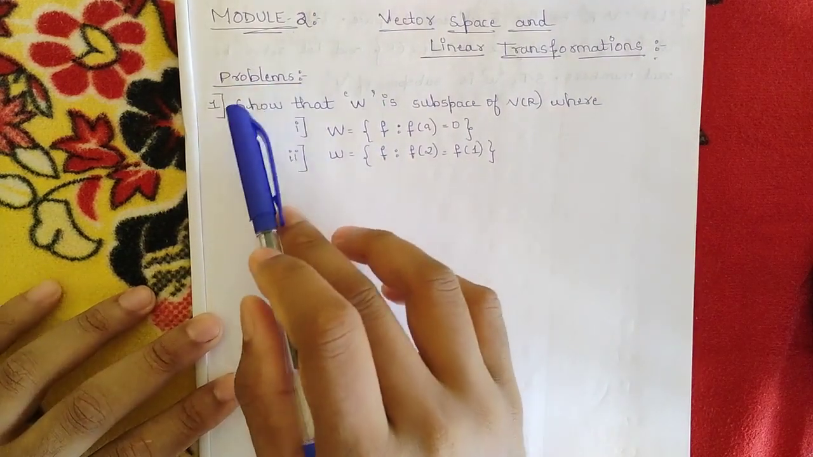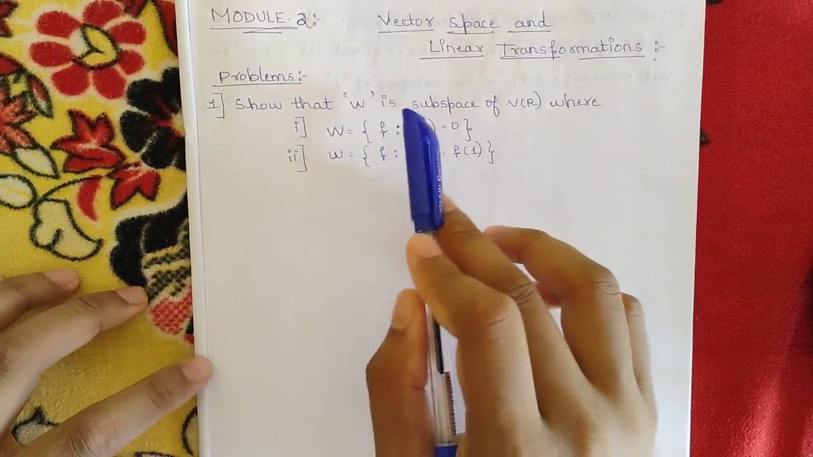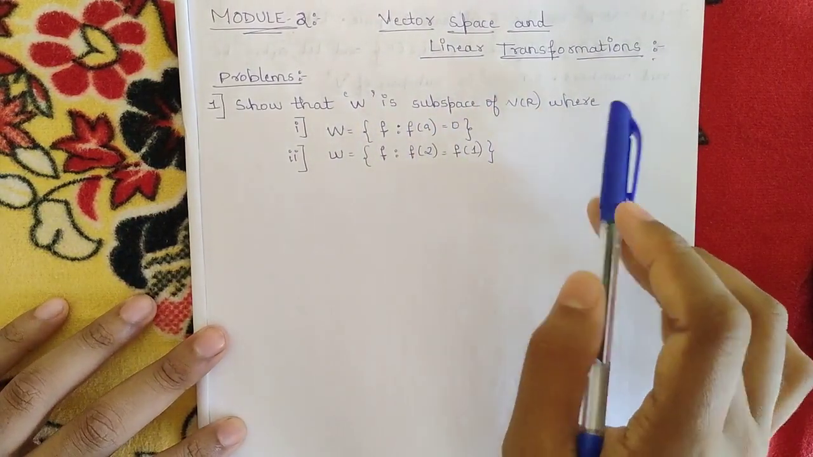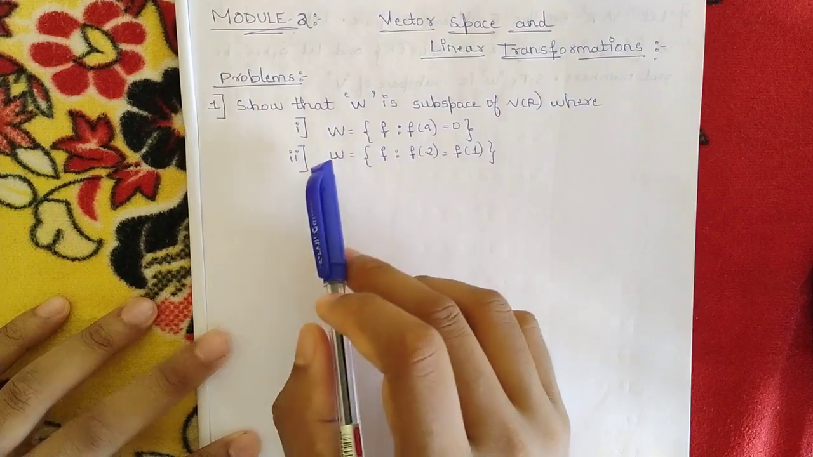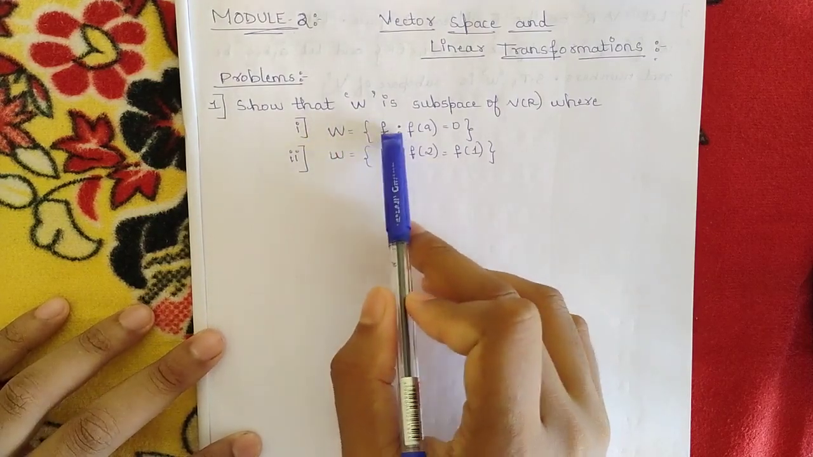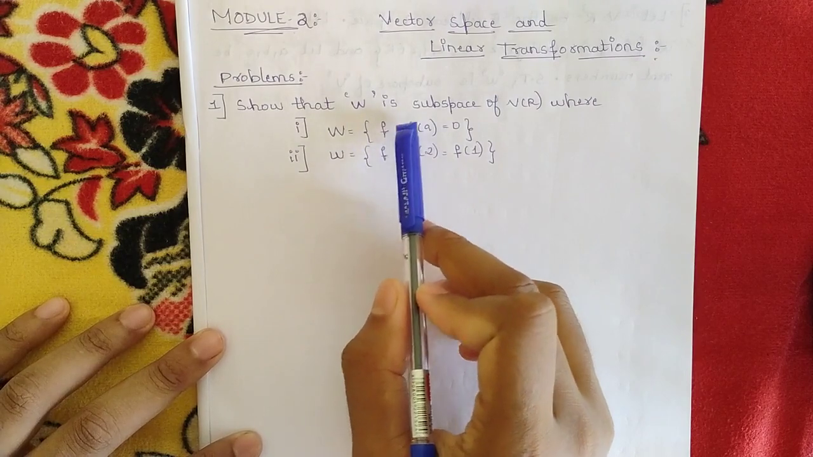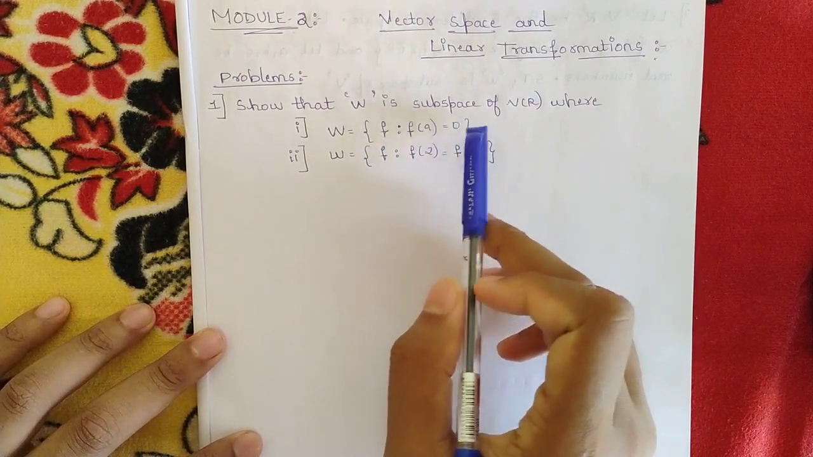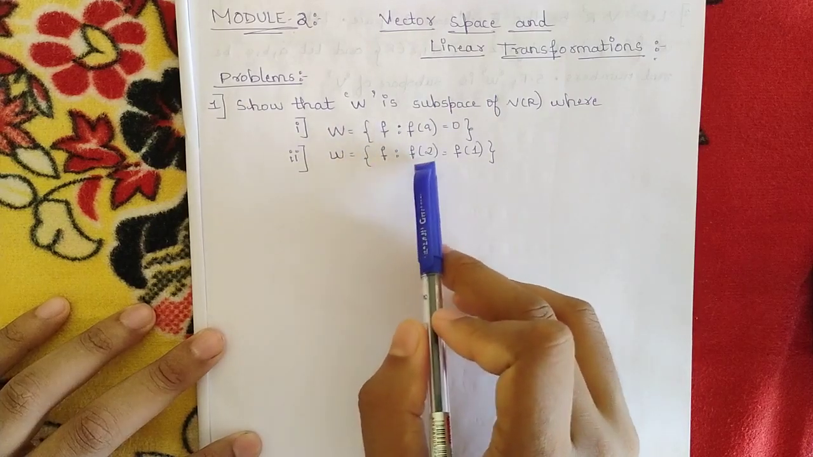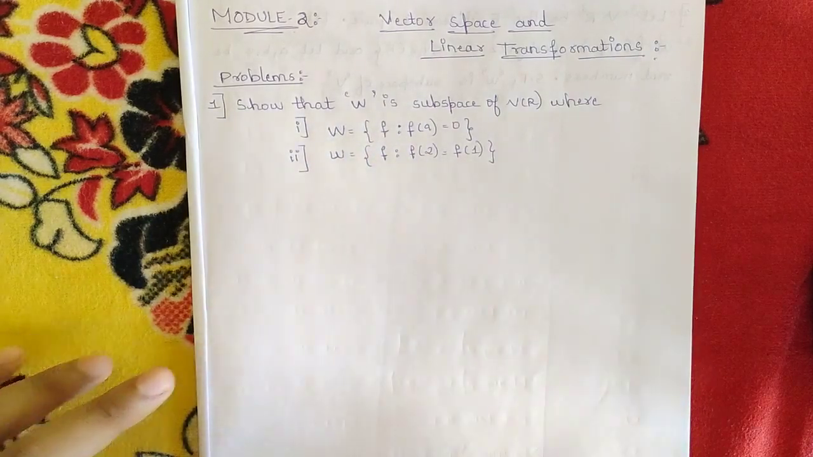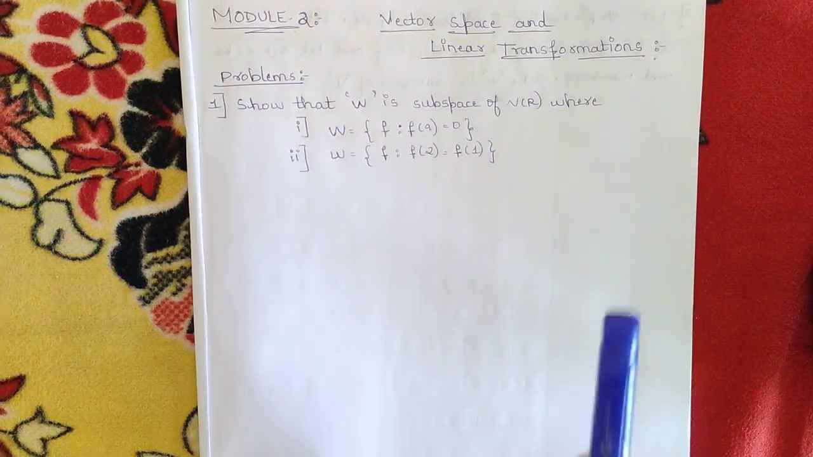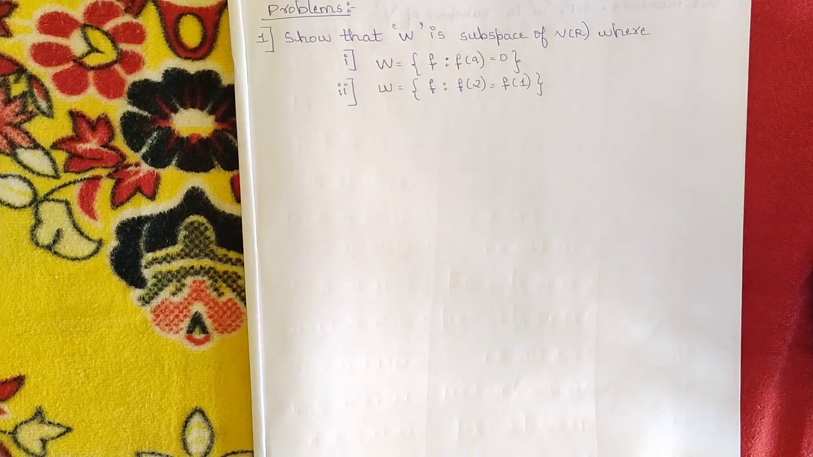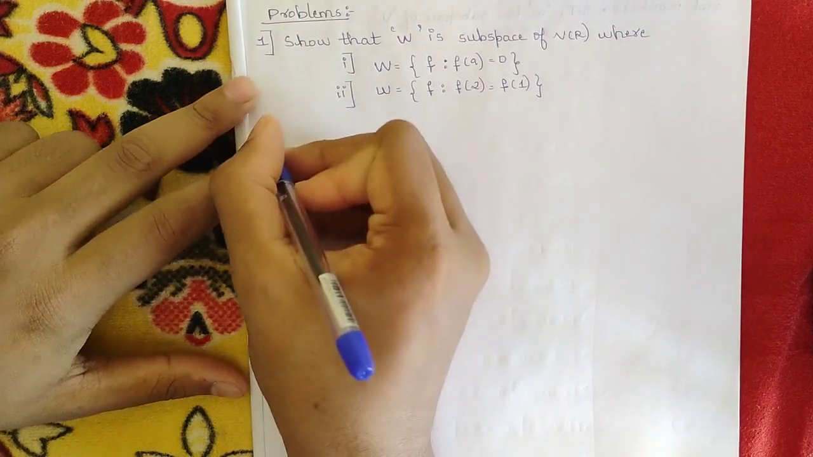This is the first problem. Show that W is a subspace of the vector space V over R, where two sub-questions are given. Firstly, the set W of functions f such that f of 9 is equal to 0. In the second question, the function f such that f of 2 is equal to f of 1. We should show that W is a subspace of the given vector space. Let us now solve the first one.